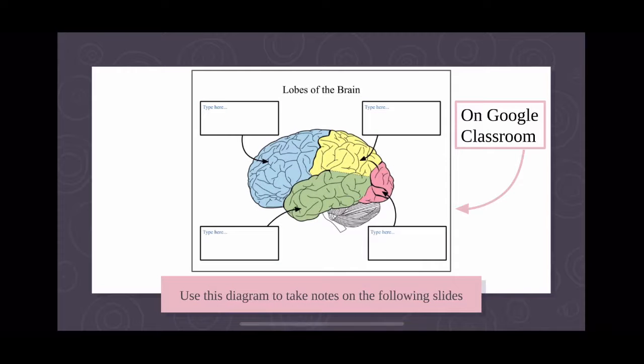So for this video, to help you take notes, there is a diagram on Google Classroom that has the cerebral cortex broken into the 4 different lobes that we were talking about in this video. So please have this up to take notes on, or when we're done, go back and take notes on it. It is on Google Classroom.